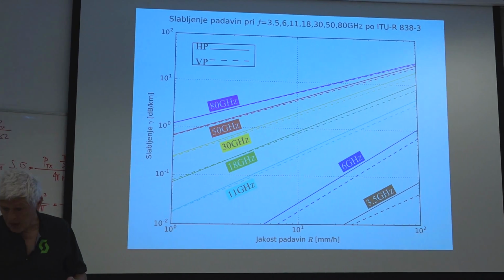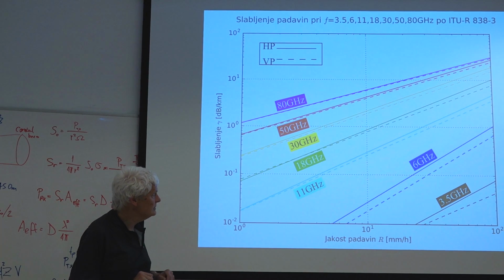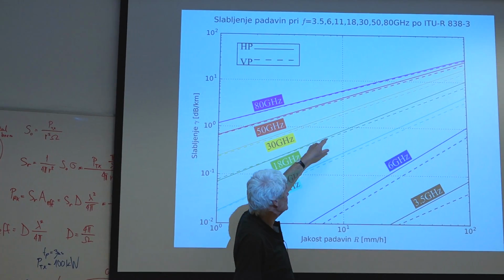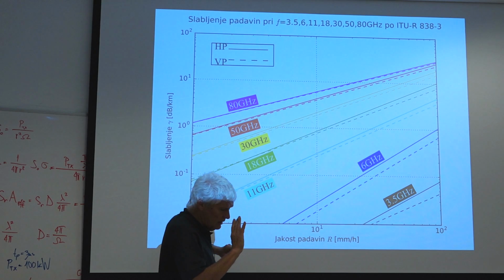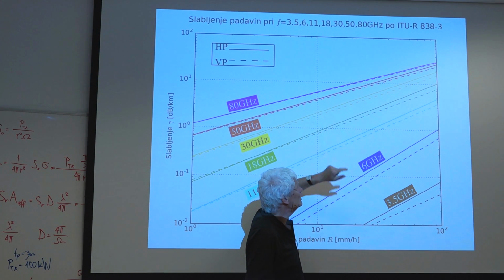We are going to talk more about the statistics of this next week. You already have 50 additional decibels at 50 kilometers. So here, a 50 kilometer link at 18 gigahertz is not going to work.